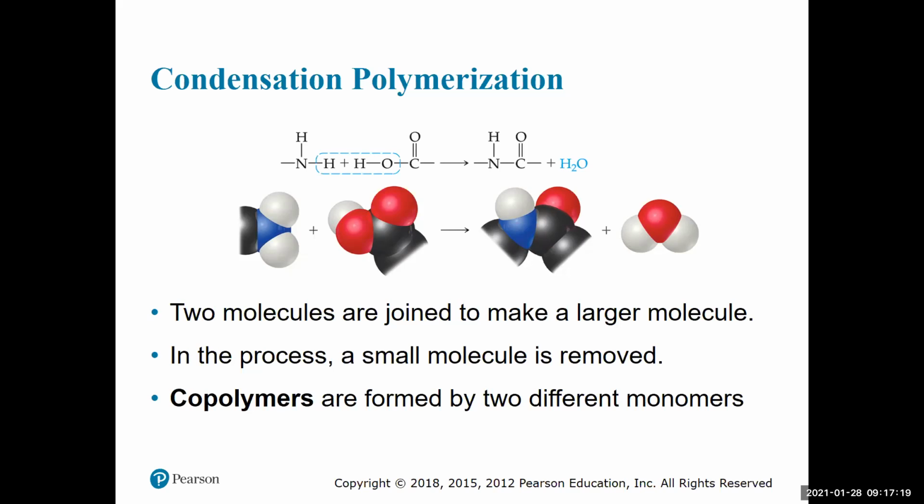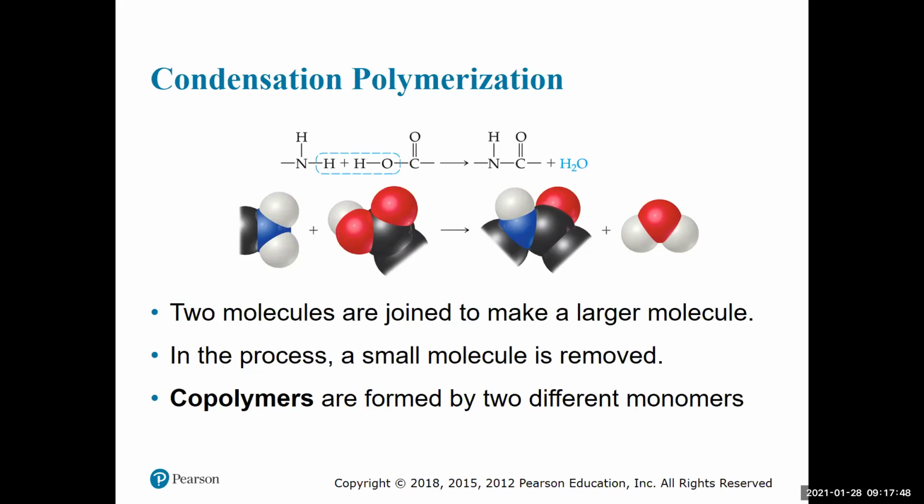So we have the OH from the carboxyl group combining with the hydrogen from the amine group, and then we get a new compound plus water. So that's the condensation part. We've kicked out water on that reaction. So in this case, this reaction would happen over and over, and you'd get a long repeating chain of this resultant molecule that we see here.